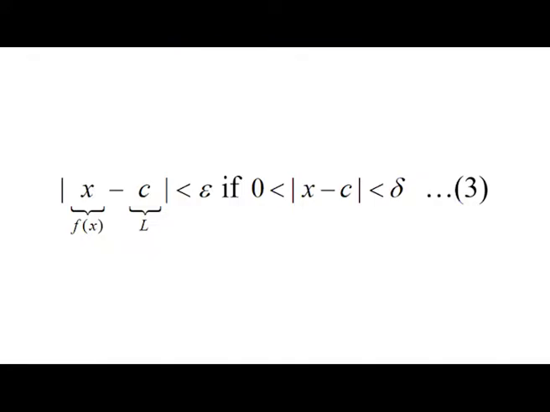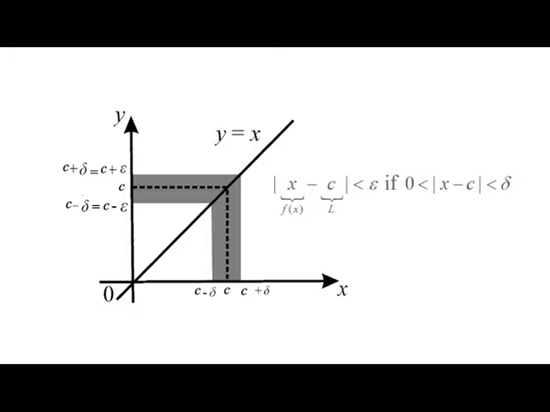We first prove the limit of x as x approaches c is c. Here f(x) equals x and L equals c. Let epsilon greater than 0 be given. We must find delta greater than 0 such that |x - c| < epsilon if 0 < |x - c| < delta. It should be self-evident that statement 3 holds if delta equals epsilon. This completes the discovery portion and the work of proving the limit of x as x approaches c is c. This is illustrated in the following figure.